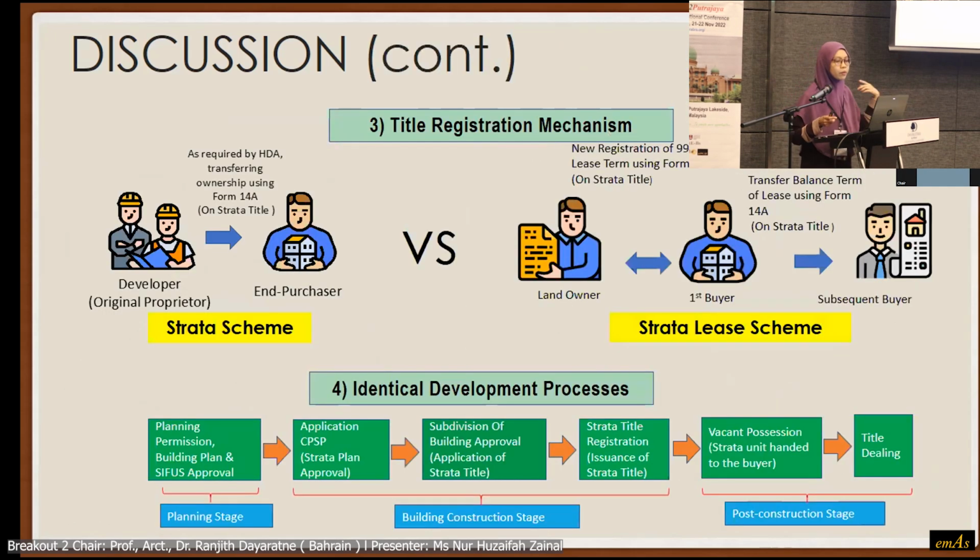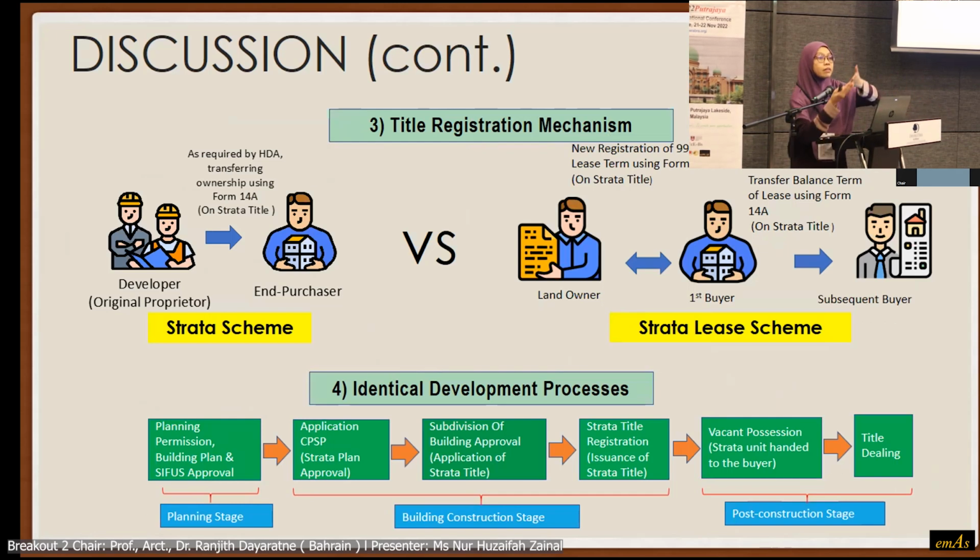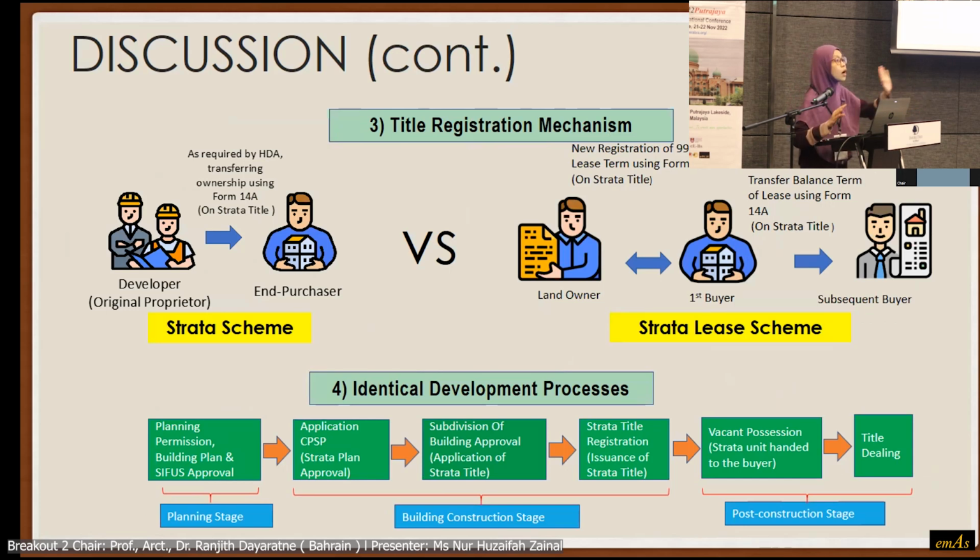Okay, what we found is the title registration mechanism. This is what I explained just now. In a normal scheme, when you are buying a strata unit, you eventually become the owner. Once the strata title is issued to you, the land register will register you as the owner of the strata title. But in a lease scheme, you are not the owner. You will be registered as a lessee onto the strata title.